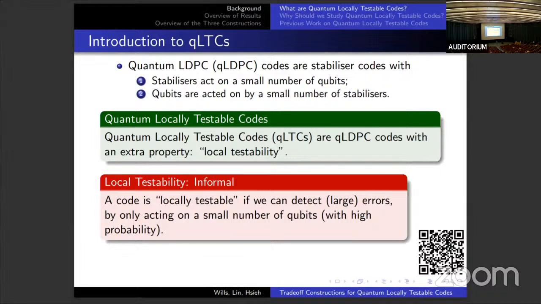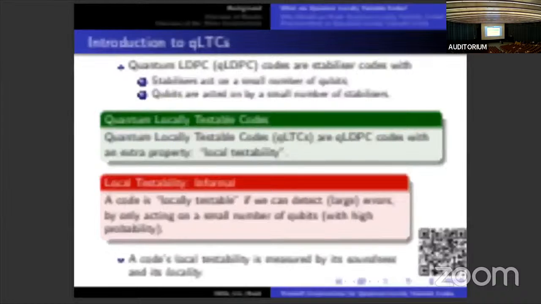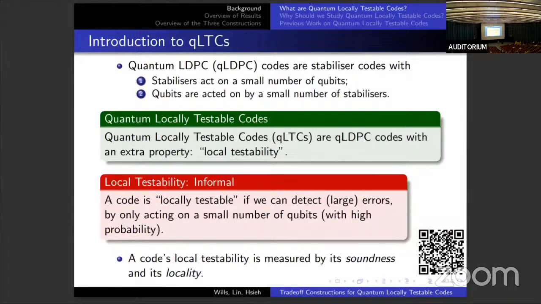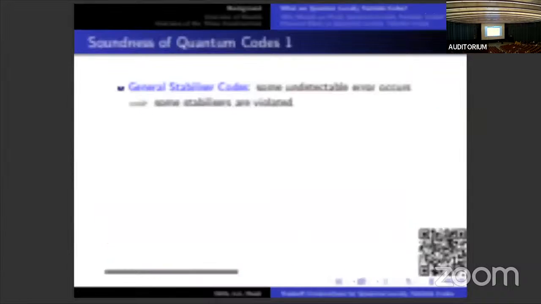And it only acts on a few qubits. And if a large error has happened, then it will detect that large error with large probability. The degree to which a code is locally testable is measured by its soundness and locality. So these are two parameters I'll introduce, but the soundness is a parameter that if it's larger, it gives you a larger chance of succeeding in this test. And the locality, if it's smaller, it means you act more locally. So you're only acting on fewer qubits in this test.